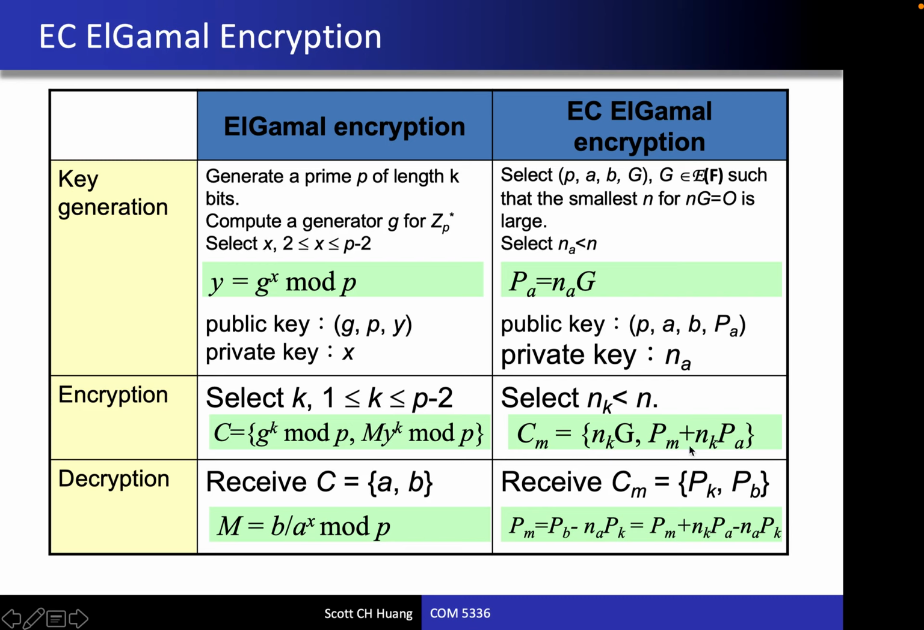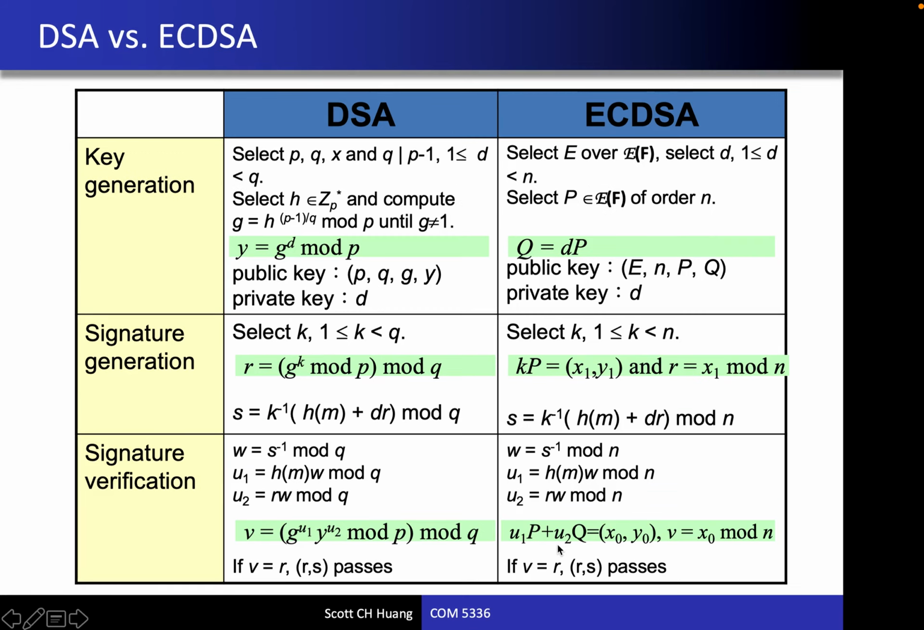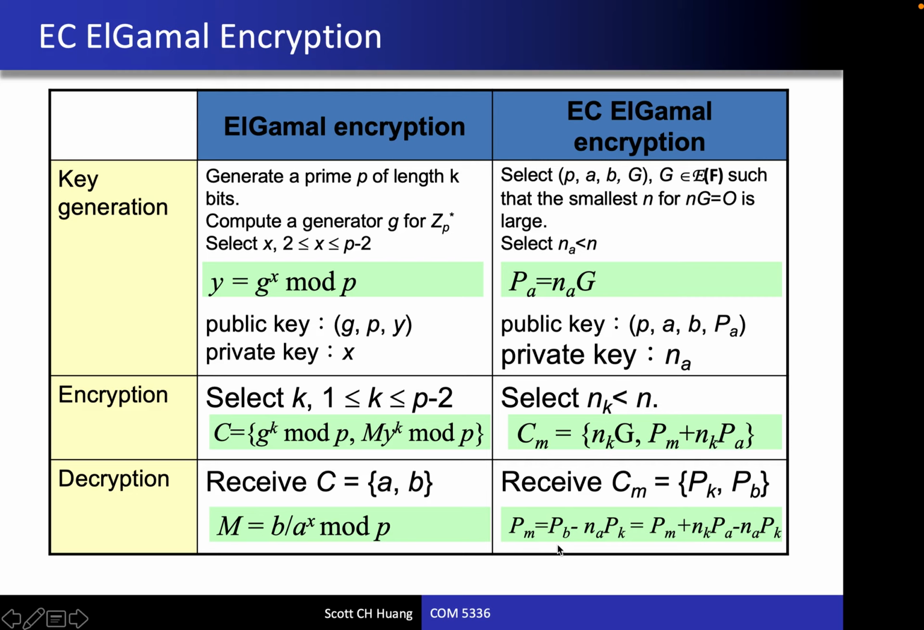Now this multiplication will be changed to point addition. And then decryption is this. Receive this, and then you do division, a to the x. So division becomes subtraction. So everything is the same. It's just we have a little problem here. Let me explain.